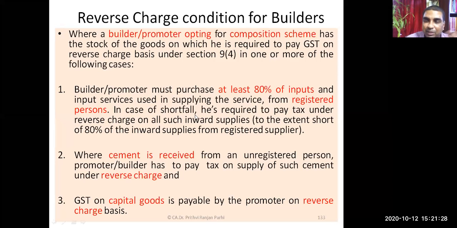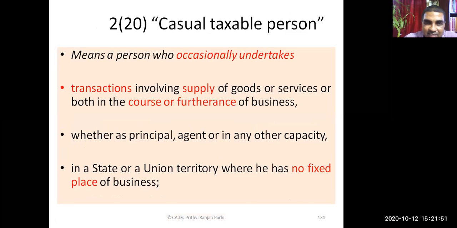Okay, in case of any shortfall, then he has to pay the tax on this. When cement is received from an unregistered person, he has to pay tax on reverse charge basis. And when capital goods are received, are purchased, then he has to pay GST on reverse charge basis. These conditions are applicable to the real estate sector.